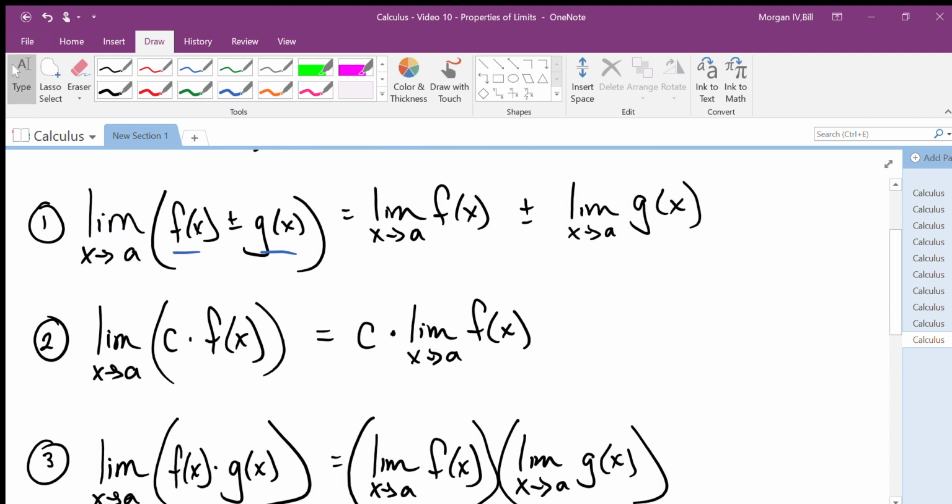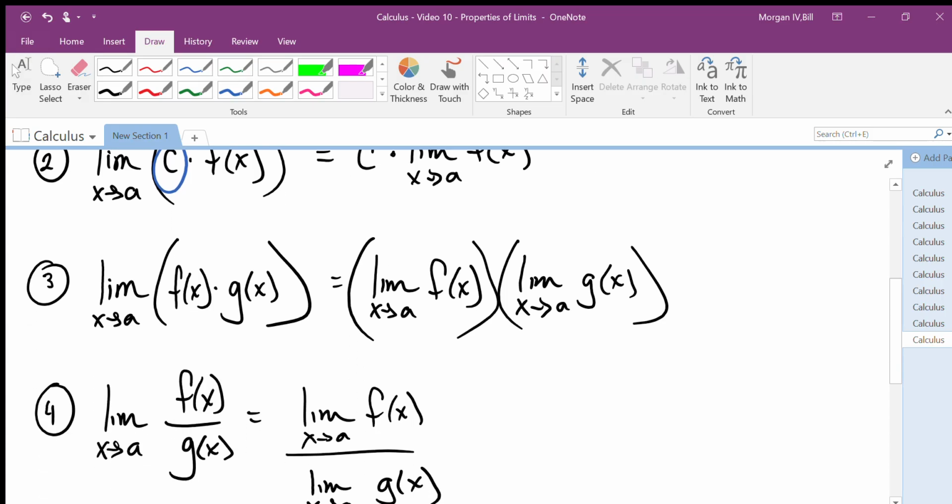Property number 2 is a similar idea, where we have the limit as x approaches a of some constant c times a function. What you can do is take that constant c and bring it out in front of the limit. So you can have the constant times the limit as x approaches a of f of x.